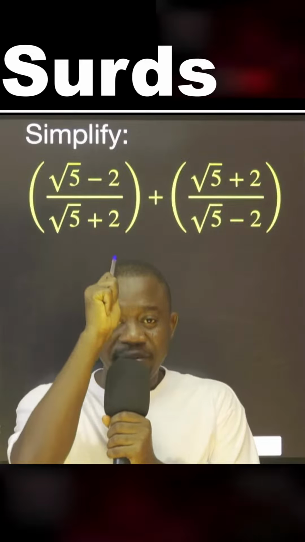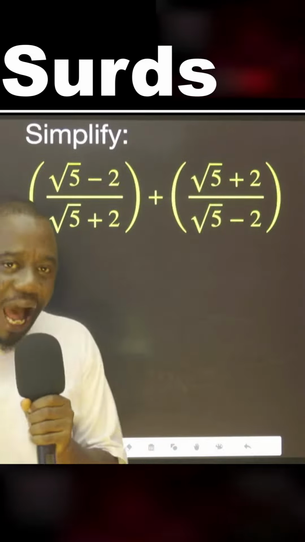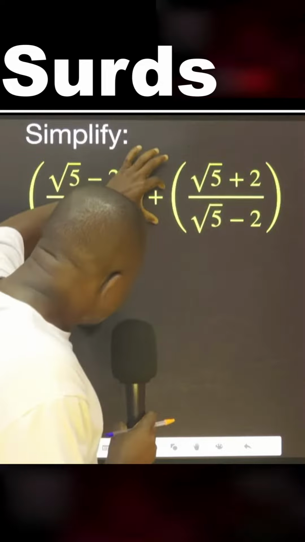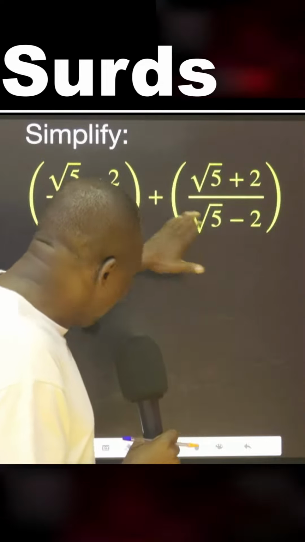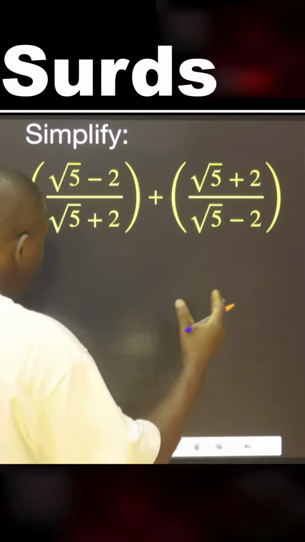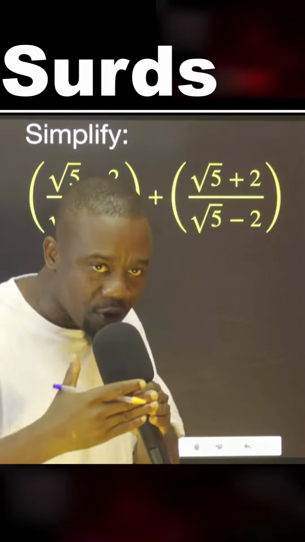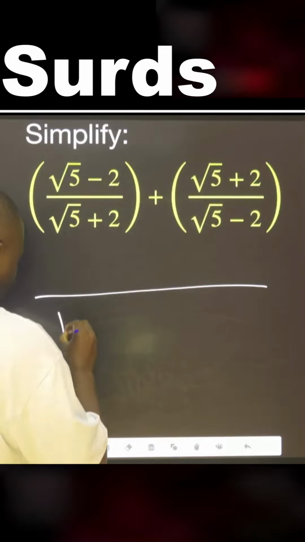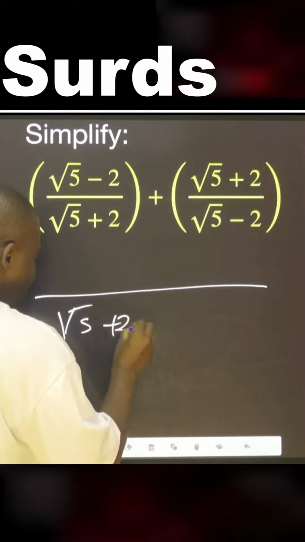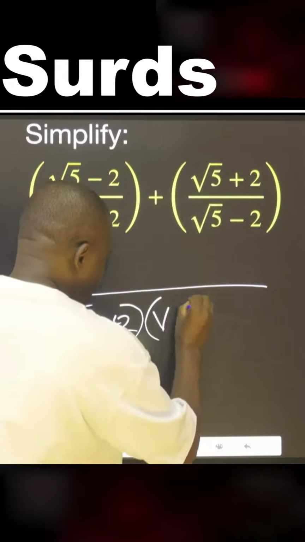We are asked to simplify this on the board. How do you go about this? Because it is separated, all you need to do is find the LCM of the denominator, to bring them together. LCM must come in. We find the LCM by putting exactly what is at the denominator as a product of each other.